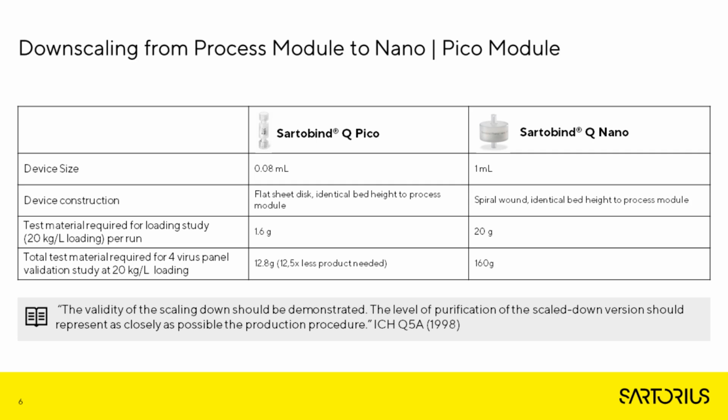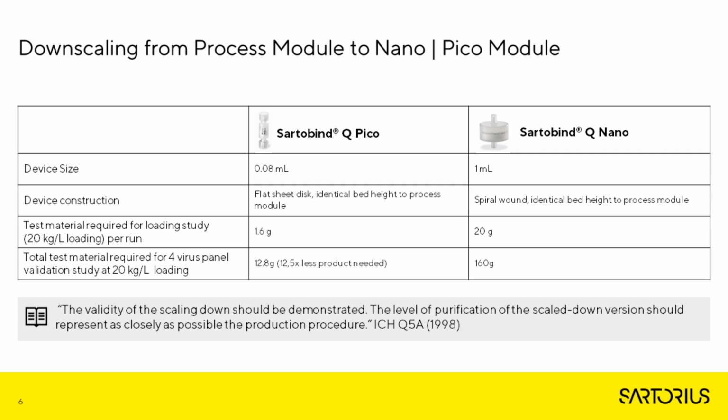So Sartorius offers 2 devices which are suitable for scaled-down models for virus clearance validation studies. These devices are the Pico, which is 0.08 mL or 2.9 square centimeters, and we have the Nano, which is a 1 mL device, or 36 square centimeters.